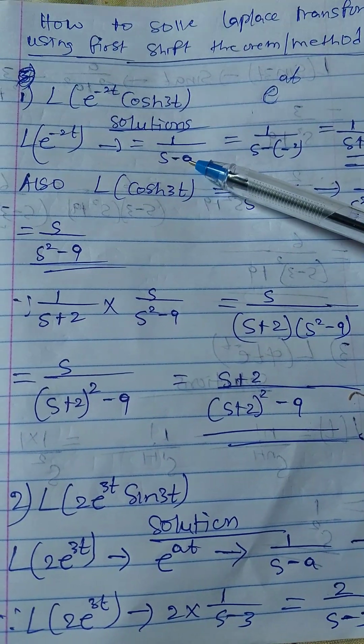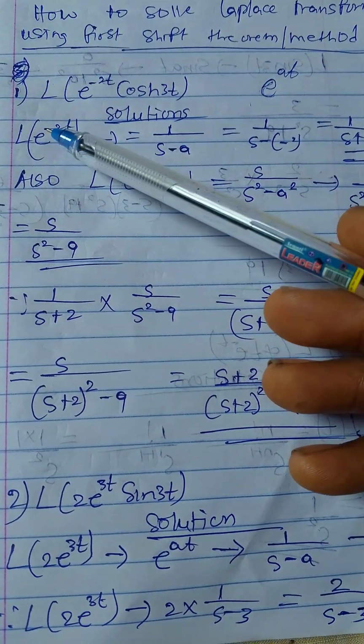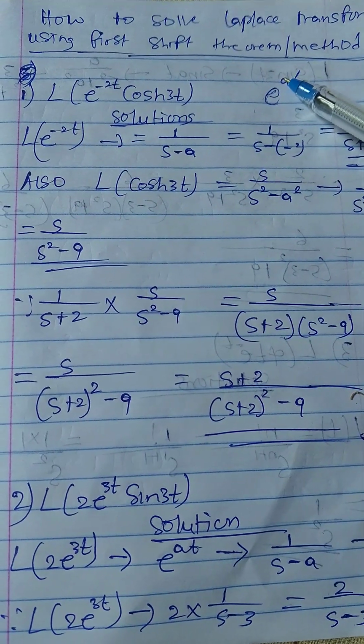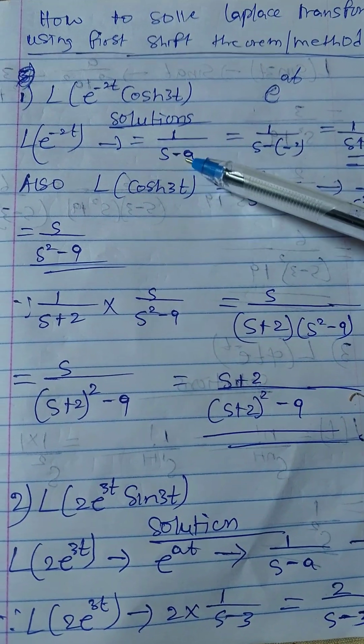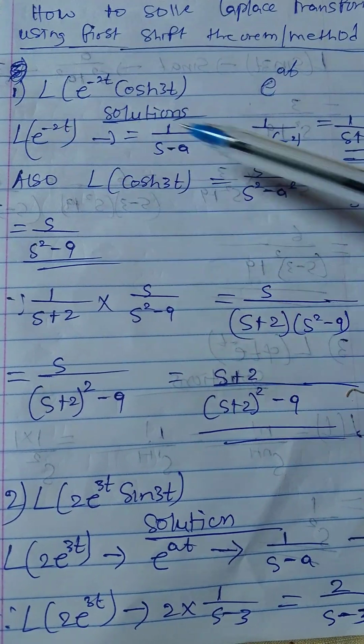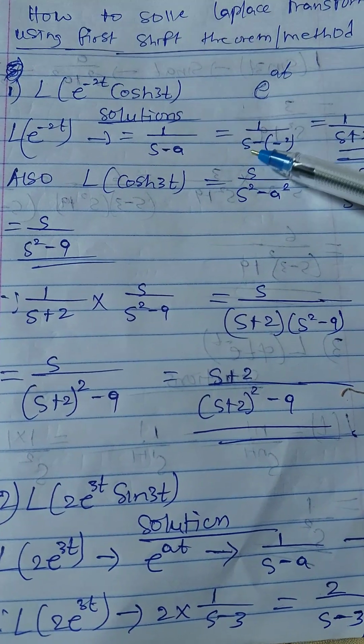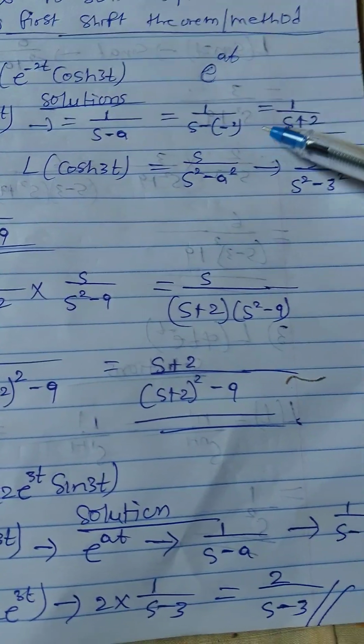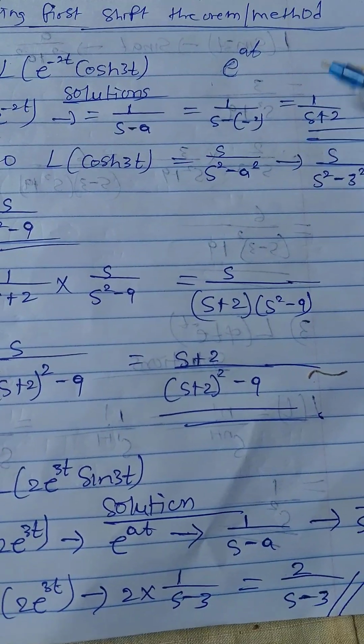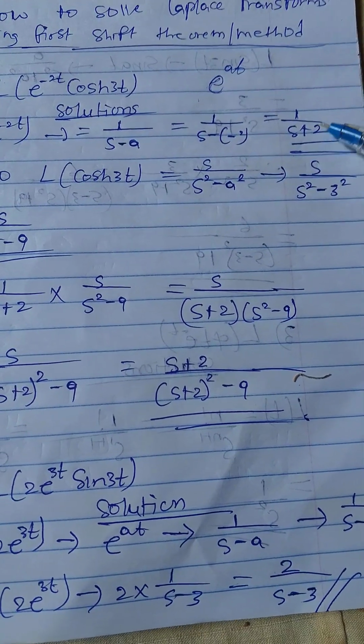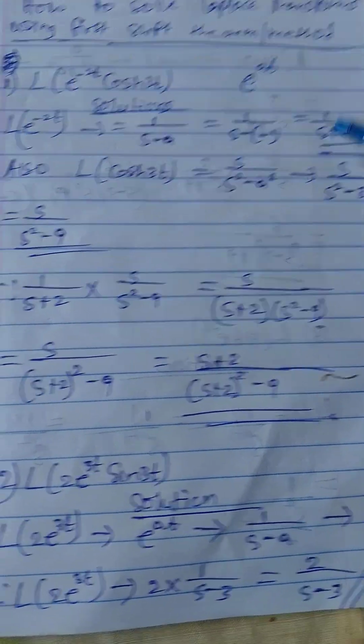Where a is minus 2. If you check here, this is minus 2 and this is a, so a equals minus 2. So that equals 1 over s minus bracket minus 2, which is equal to 1 over s, minus 1 times minus 2 gives plus 2. This is the answer: 1 over s plus 2.